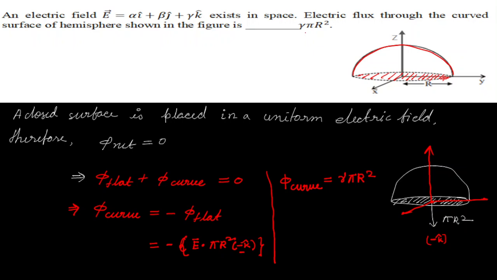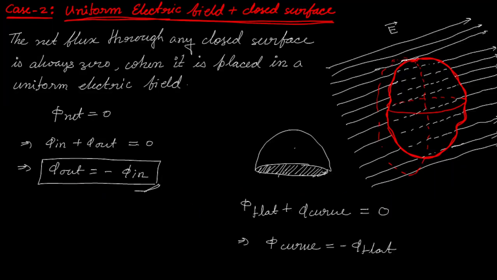Then what will be our answer? It is written gamma pi r square, so our answer will be option 1. Okay. So I hope you understood how to use this concept when you place a closed surface in a uniform electric field.